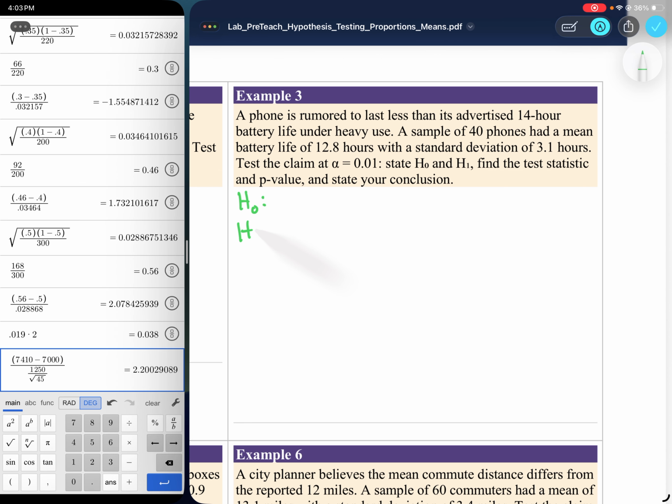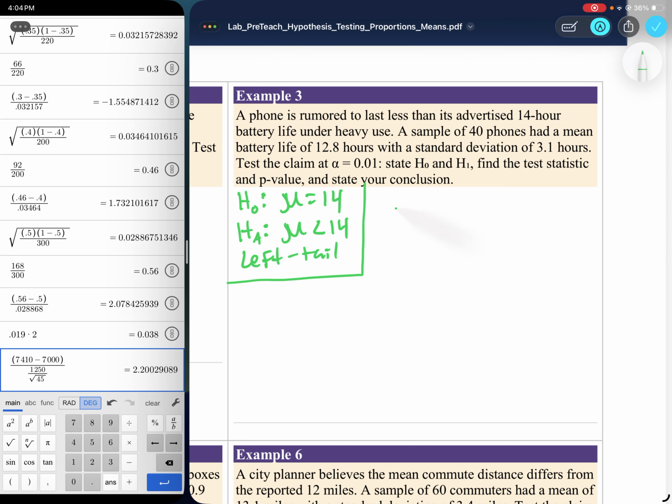Let's figure out what our null hypothesis is, what our alternate is, and what type of test this is. A phone is rumored to last less than its advertised 14-hour battery life. So the company is claiming that the average is 14. We are going to test, is that actually a lie? And the phones are going to last less than 14 hours. Whenever we use less than and we want to know if the actual mean is smaller than a certain number, we have a left tail test. What we think is true from the company's advertisement is that it should be 14. We actually believe the phone is going to last less than 14. So it's a left tail test.